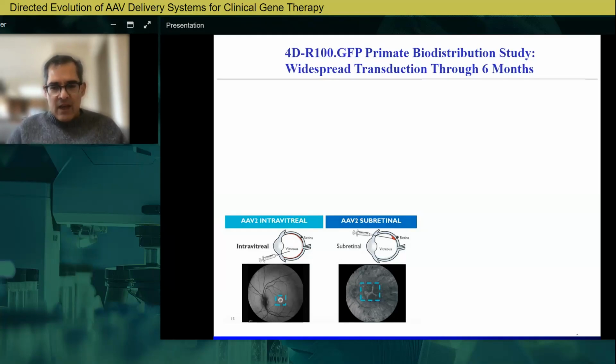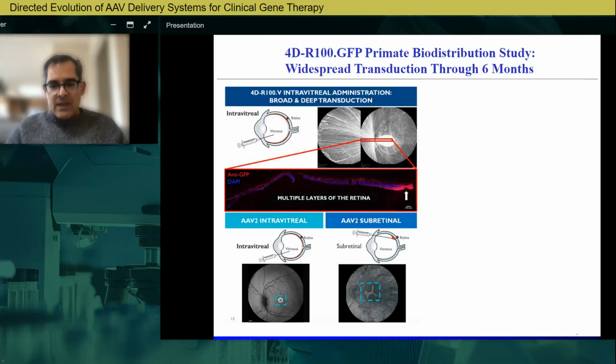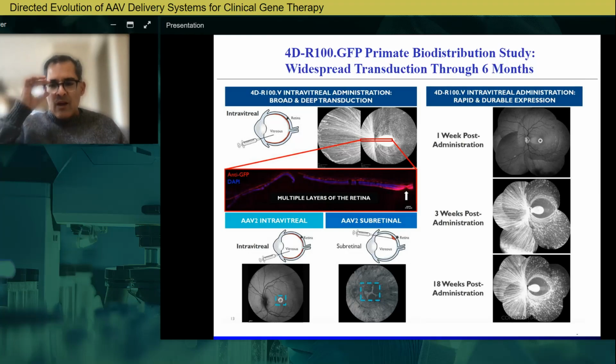On the bottom left-hand side shows what happens if you take AAV2 and inject it into the fluid of the eye. For reasons I won't go into due to time, it only delivers DNA to a small population of retinal ganglion cells, but doesn't reach any of the photoreceptor neurons. This is the engineered version that we created. Shown on the right-hand side is in-life images of a non-human primate, showing that by 3 weeks, there's very widespread gene expression.